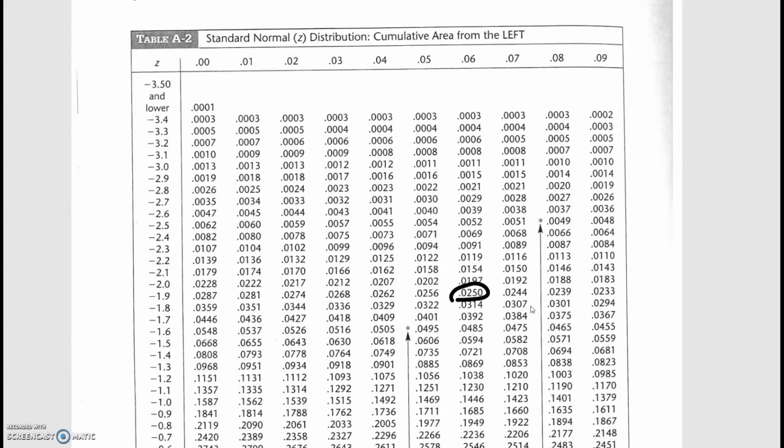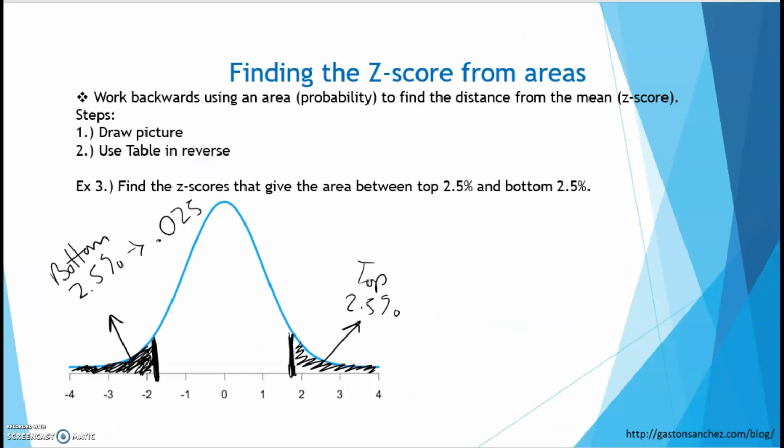Now I need to get the z-score from that area. So if I scoot over, it's negative 1.9, and then I need that last number, 6. Okay, so we'll go back. So our z-score for right here is negative 1.96. Now because the normal distribution is symmetrical, if I cut it down the middle and spin this thing, it's going to be exactly the same. So this value over here should be not negative but positive 1.96.